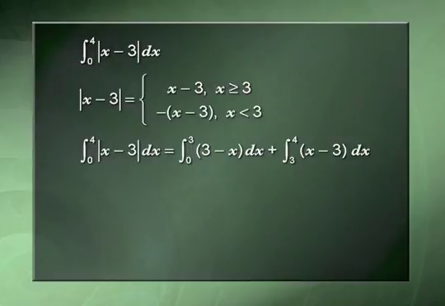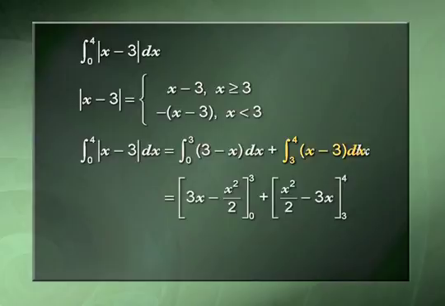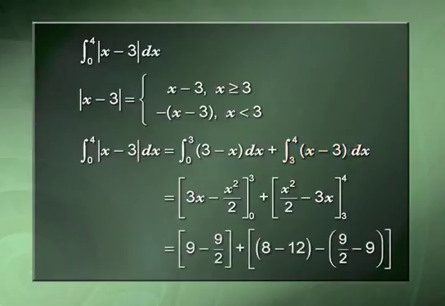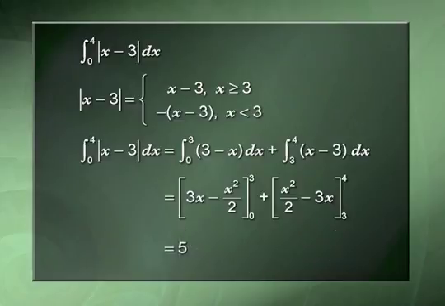So now I have two integrals, each of which can be evaluated very quickly. The first one, the antiderivative, is 3x minus x squared over 2, and I plug in the limits 0 to 3. And the other one is x squared over 2 minus 3x, and I plug in the limits 3 to 4. And then if you do all that arithmetic, it's kind of messy, it takes a while, and add it all up, you get the answer of 5.